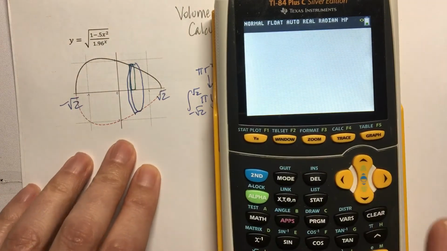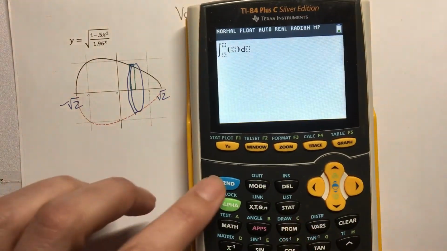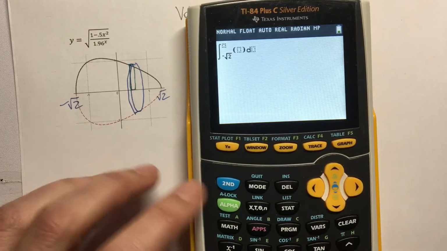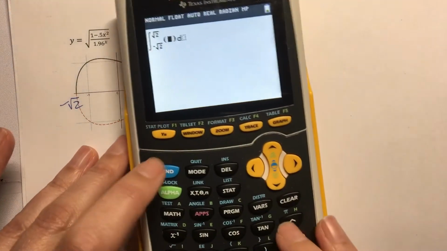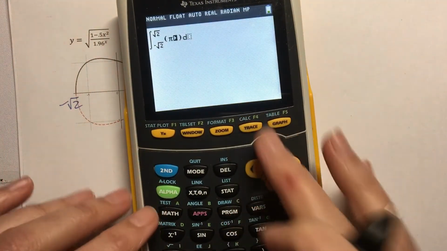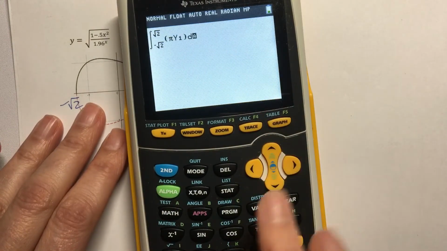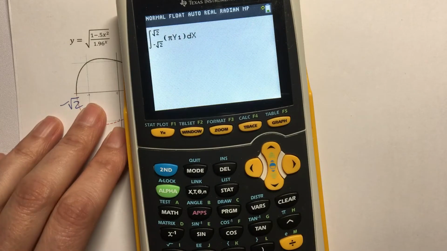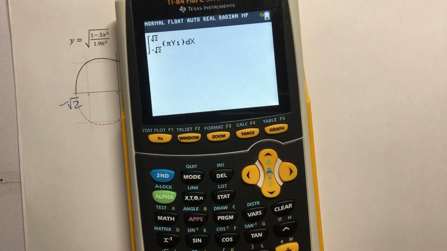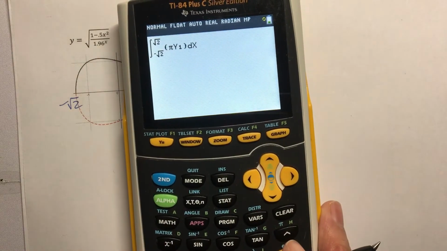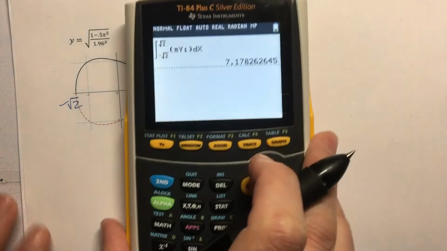So what I'll do is just on my home screen, that math 9 that we've done a million times, negative square root 2, positive square root 2 are my bounds, and then I can put my pi in, so second exponent, and then my y1, alpha trace 1, and then my x. I hit enter, and it thinks about it for a while, because it's basically doing Riemann sums underneath the hood of sorts. So it does take a little while to do this. Why isn't this doing this? It's so slow. Goodness me. So eventually it's going to give me an answer. Can't believe how slow it is. There we go. 7.178.